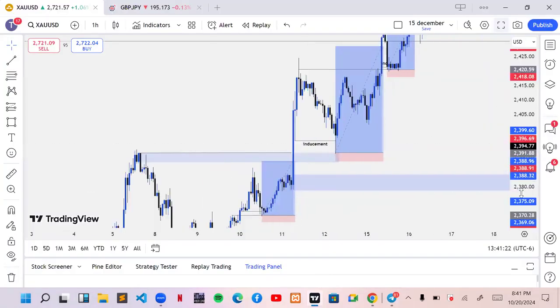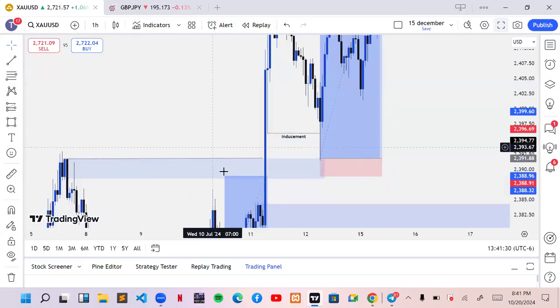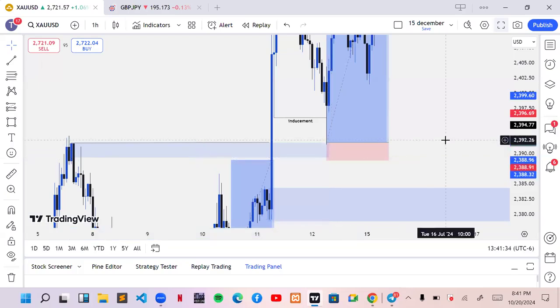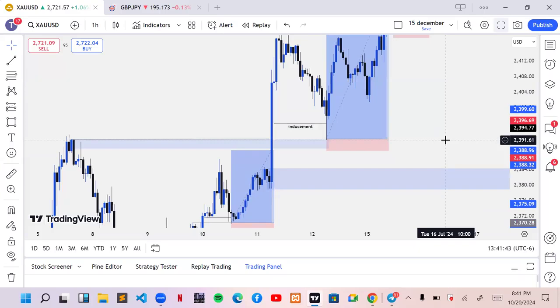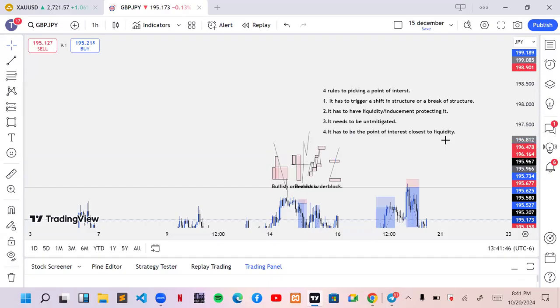And if you pay attention, once price tapped into that breaker block, it started reversing immediately. There was no drawdown on the trade or any kind of loss, because you have to pay attention to know which point of interest you're going to make use of, to minimize your losses. People are flipping accounts and all these things. But you have to pay attention to know which point of interest you're going to use by paying attention to all these rules. Get these rules down, take a screenshot or write it down.